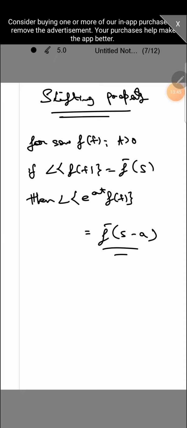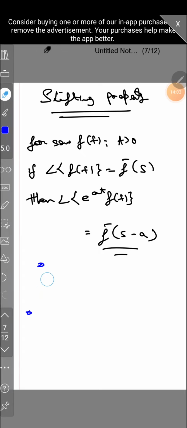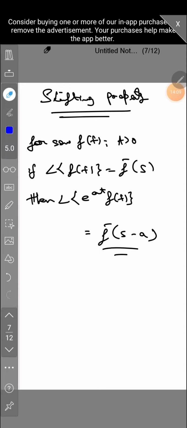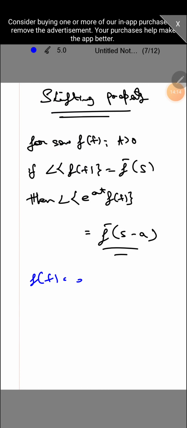Clear? For example, say you have the integration e to the power 0 to infinity. Let me do this using the Laplace transform itself, so it will be quite easy to understand then. So suppose your f(t) is equal to e to the power 2t cos 3t, then what will be its Laplace transform?